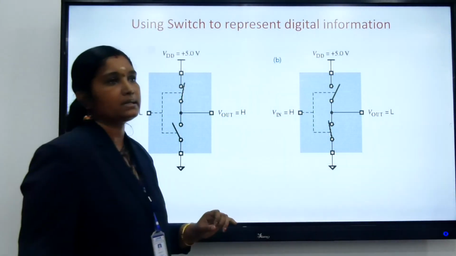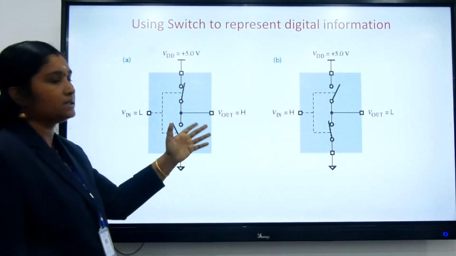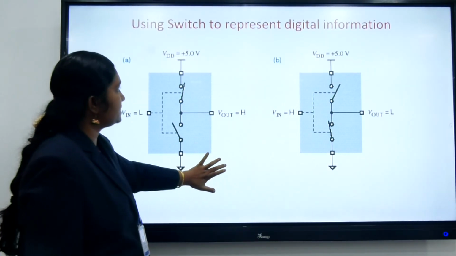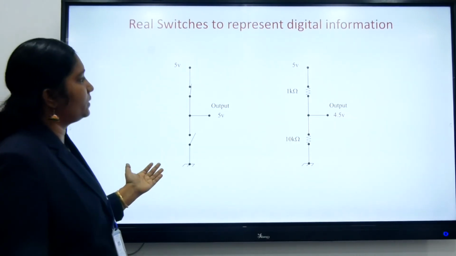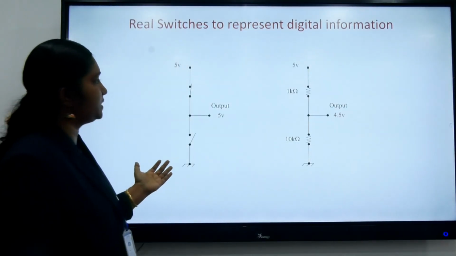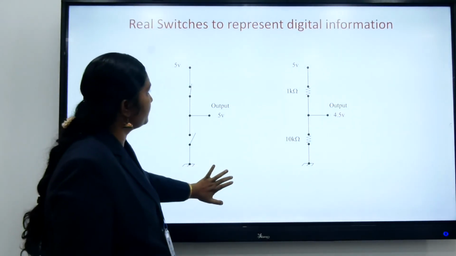So the output level is approximately equal to 0. So it is considered as low level. So these are the real switches, and this is how digital information is represented. Instead of these, we also use resistors.